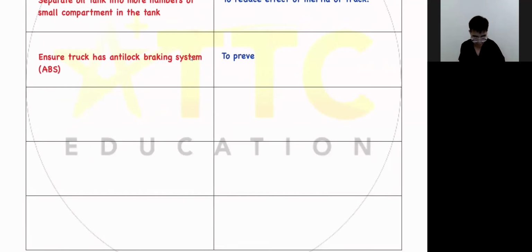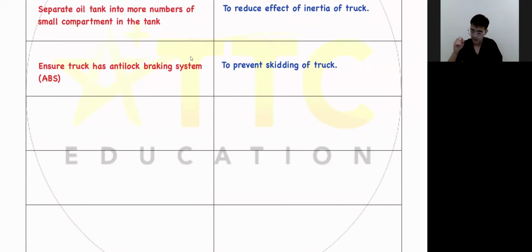Just now we used the word skidding. To prevent the skidding of the truck, because when the truck skids, the truck driver cannot control the direction of the truck. When it skids, it will just all go according to the inertia already. You cannot control the direction. Very dangerous. So that's why we need this ABS.